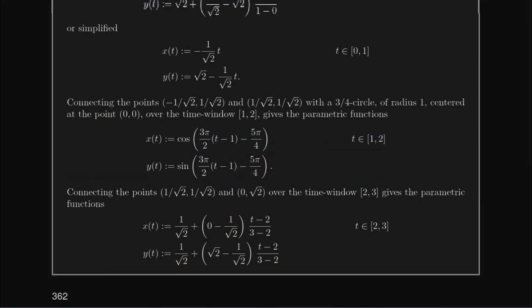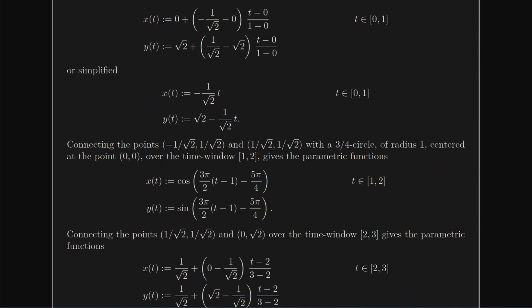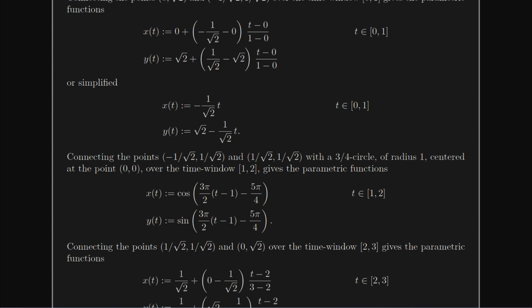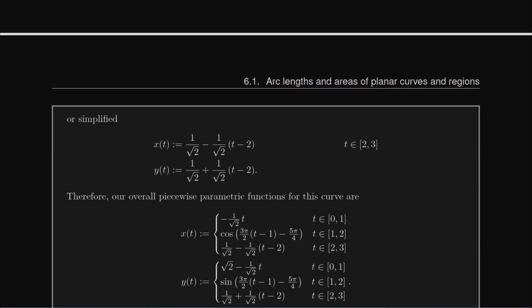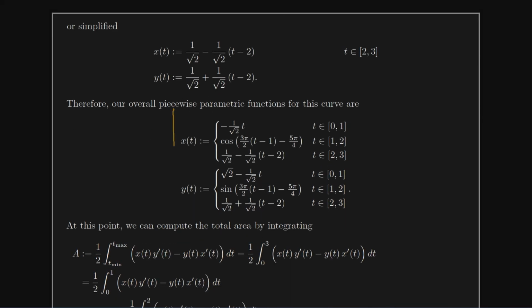And then we're going to finish out this very last line segment from 1 over root 2, 1 over root 2 to 0, root 2, just by using my line segment formula once again with my time window 2 to 3. Okay, so I've got my 3 sections. This is my first section, my second section, and my third section of my parametric curves. If I combine them all together into piecewise functions, that's what you're looking at. Doesn't look great, but no one ever said grabbing shapes from the real world would.